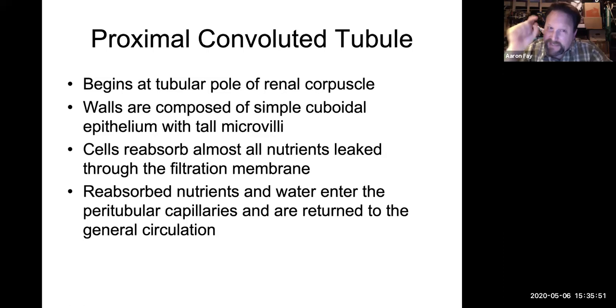Now, this makes sense because remember, the job of the proximal convoluted tubule is reabsorption. If you're going to reabsorb a bunch of stuff, you're going to need a big surface area. If you want a big surface area, you want microvilli. So the cell can reabsorb the nutrients lost in the non-selective process of filtration. Bring those back in, right? But it's going to cost energy. Reabsorb nutrients, reabsorb water. That stuff gets reabsorbed into the peritubular capillaries and returns to our circulatory system.